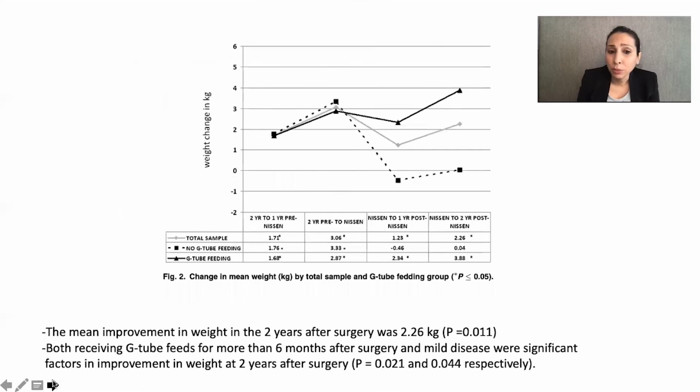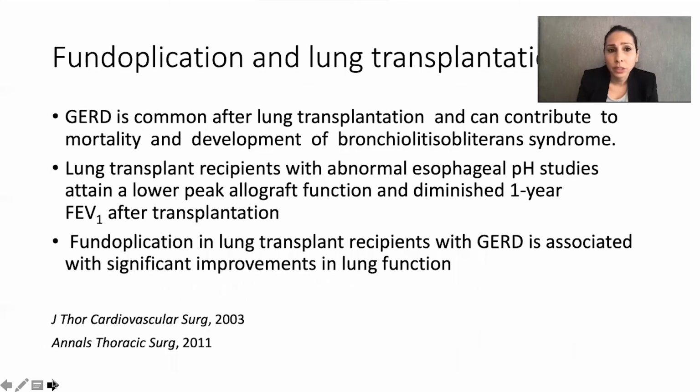The mean improvement in weight in the 2 years after surgery was 2.26 kilos, and both receiving G-tube feeds for more than 6 months after surgery and having mild disease as defined by an FEV1 greater than 60 percentile were significant factors in improvement in weight at 2 years after surgery.